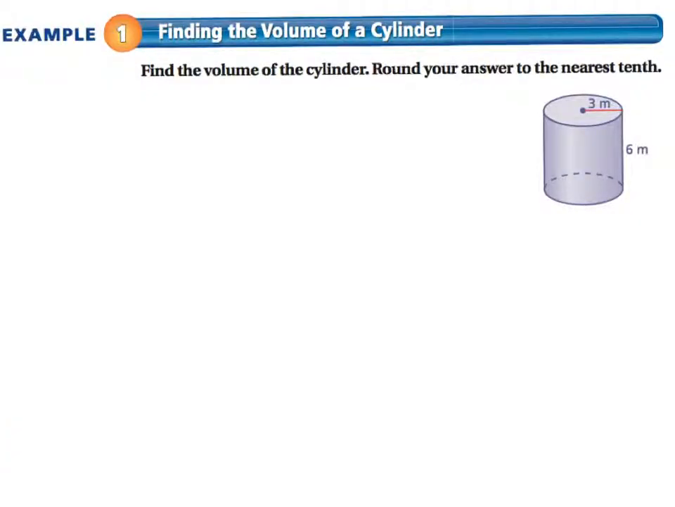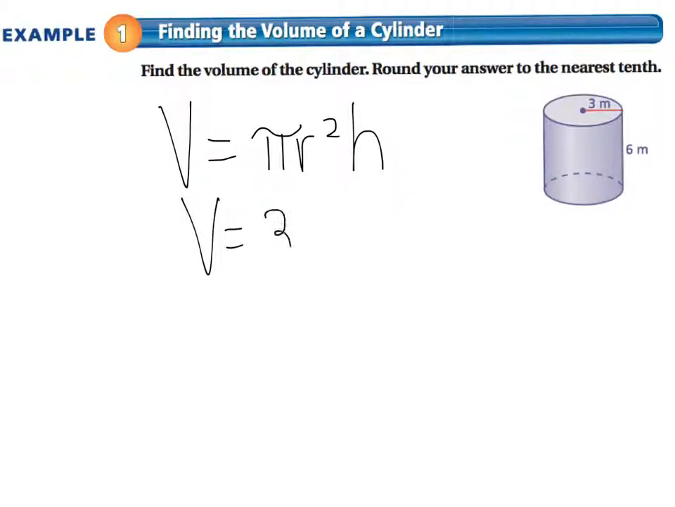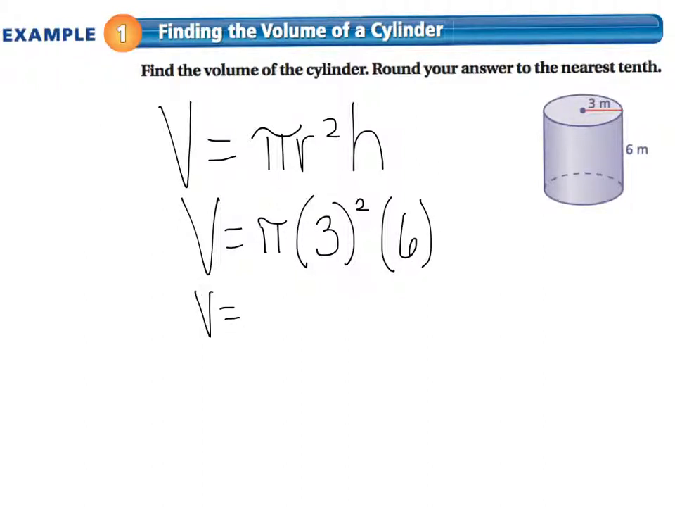Example number 1. Find the volume of the cylinder. What's the formula? Pi r squared multiplied by the height. Once again, the best way to plug in would be the actual value of pi. So I'm going to leave it as pi multiplied by 3 squared multiplied by the height, which is 6. That would give me 9 times 6, which is 54 pi. That would be your answer in terms of pi.